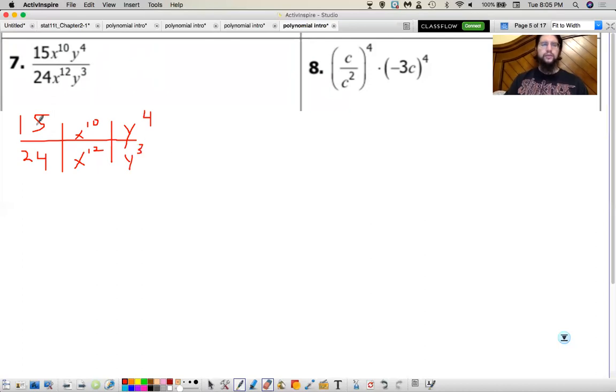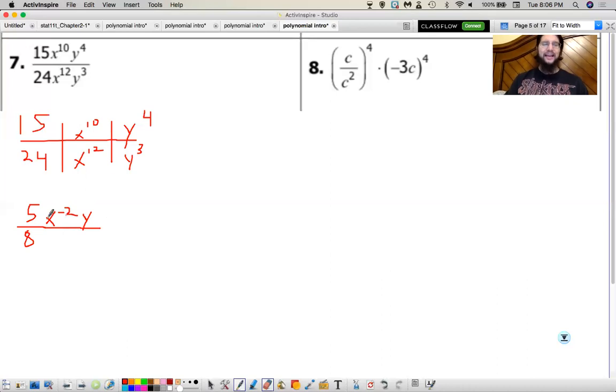So 15 over 24. Simplify that, 5/8. x to the 10 divided by x to the 12th, that's subtraction, so that's x to the -2. y to the 4th over y cubed, that's y. 4 minus 3 is 1.